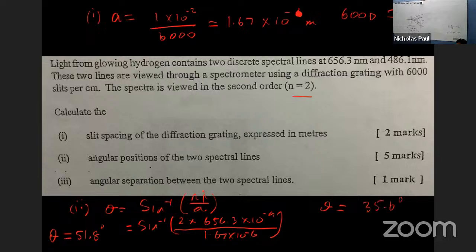Quick question, right? Ignore the formula a little bit. The larger the wavelength, what do you reckon happens to the angle? So the 656.3, what was the angle? And 486.1, what was the angle?